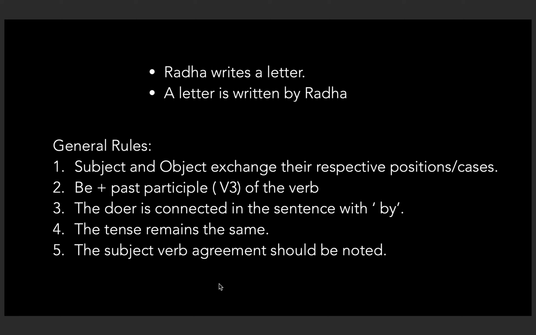Even if we change the position of the object into the subject place, you should always be careful that there is agreement between the subject and the verb. Okay, so we will go to another important thing.